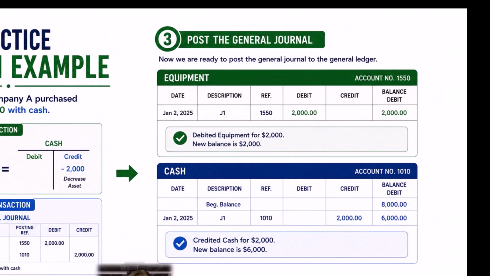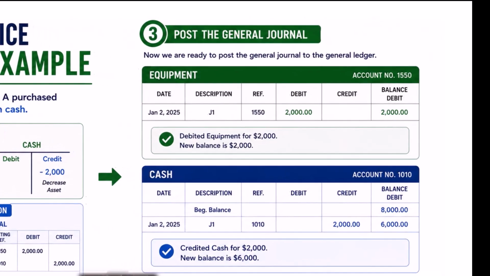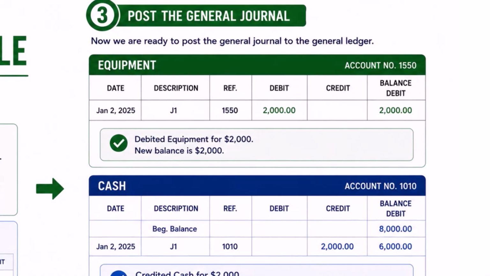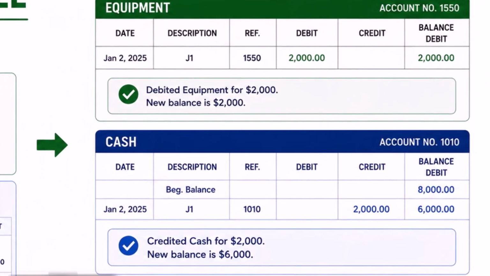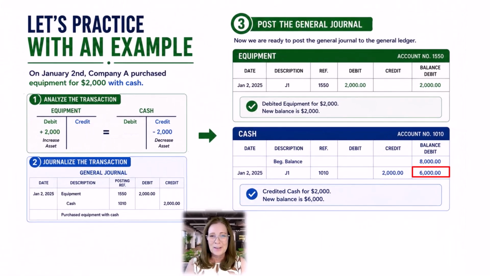We start with the equipment account. We enter the date of January 2nd, the journal ID of J1, and the debit amount of $2,000. The new balance in equipment is now $2,000. Next, we move to the cash account. The cash account already has a beginning balance of $8,000. We enter the date, the journal ID, and the credit amount of $2,000. And the new balance in cash is now $6,000.